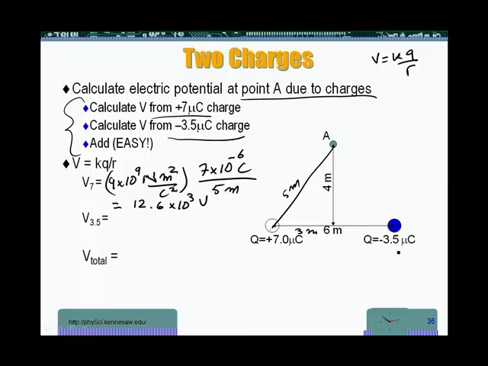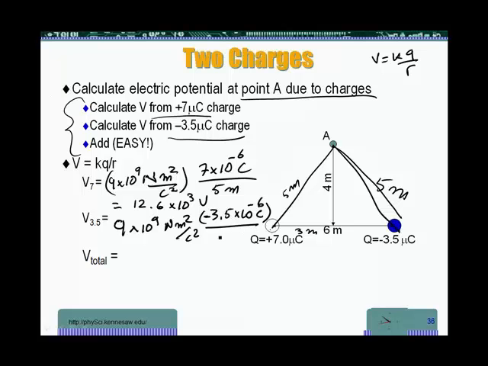Now, due to the 3.5 microcoulomb charge, we still have the same distance, 5 meters. We are using the same expression, so it's going to be 9 times 10 to the 9 newton meter squared per coulomb squared times 3.5 times 10 to the minus 6 coulomb, but it's a minus charge now, so I have to include the negative sign, over 5 meters. And that's going to be equal to minus 6.3 times 10 to the 3 volts.